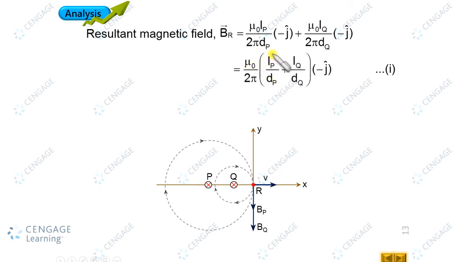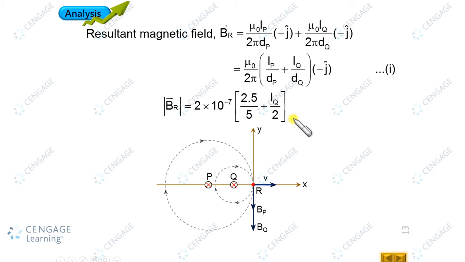Now we know the magnitude of the current IP is 2.5 ampere, and this distance is 5 meter, this is 2 meter. So we can write the net magnetic field BR equal to 2 into 10 to the power minus 7, because mu naught divided by 4 pi is 10 to the power minus 7. So this is 2 into 10 to the power minus 7, and this is 2.5 over 5, and this is unknown over 2. So this is the resultant magnetic field.